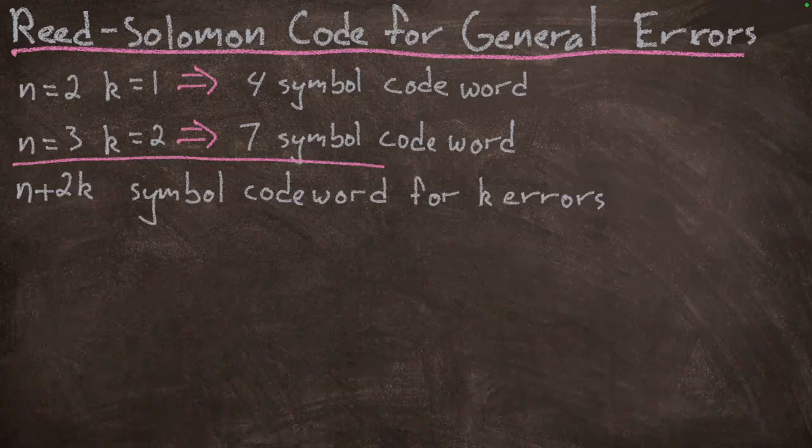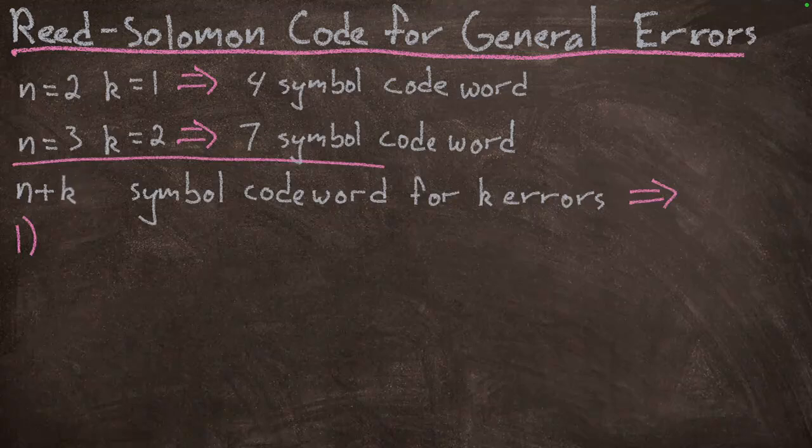We're going to have n plus 2k. So that works for those two. We're going to see why it works in general. So if we have an n plus 2k symbol code word that handles k errors, that's going to imply some things. It's going to imply two things, in fact. Let's go ahead and see what they are. But first, this n plus 2k, let's just rewrite it as n plus k plus k. Small difference, but it's going to be helpful for us. n plus k plus k.